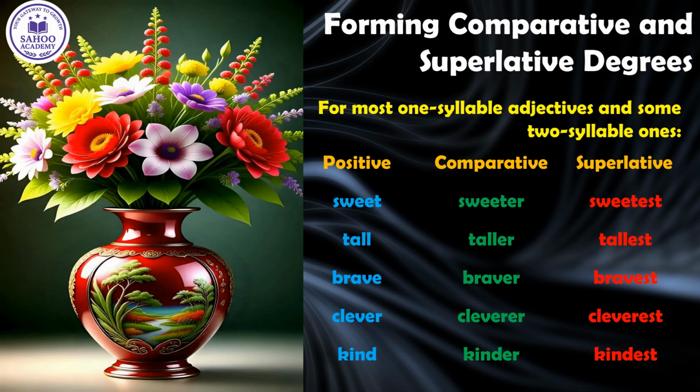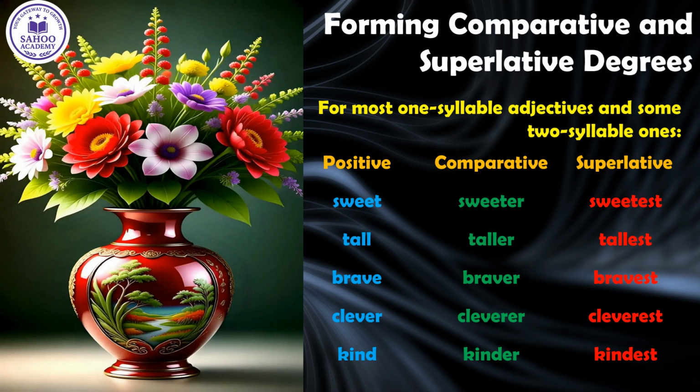Sweet becomes sweeter and sweetest, tall becomes taller and tallest, brave becomes braver and bravest, clever becomes cleverer and cleverest, kind becomes kinder and kindest. So remember this rule. Positive plus er is equal to comparative and positive plus est is equal to superlative. This is the easiest and most common way of forming degrees of comparison.